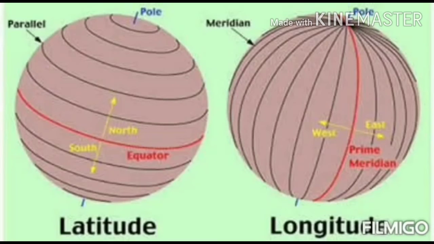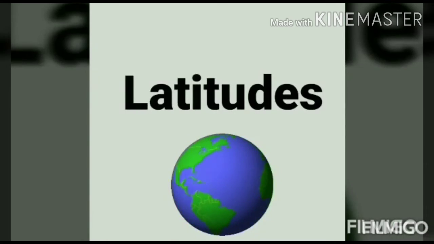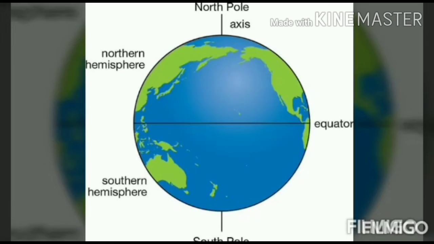Now you can see the equator. What do you mean by equator? The imaginary line drawn halfway between the North Pole and the South Pole is called the equator. Now students, you can see in this picture the part of the earth which lies in the north of the equator is called the northern hemisphere, and the part of earth which lies towards the south of the equator is called the southern hemisphere. As you all know, the imaginary lines which are parallel to the equator are called latitudes.